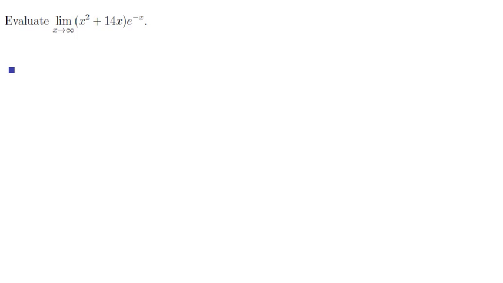Evaluate the limit as x tends to infinity of the quantity x squared plus 14x times e to the minus x. So let's start by writing this thing as the limit again so that we can run through the Plyer's algorithm. So we have the limit of (x squared plus 14x) times e to the minus x. Now the first thing is to try plugging in x going to infinity.